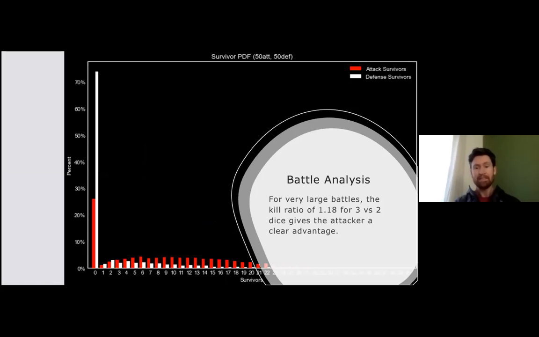So in big battles, this plays out. This is a simulation of a 50-50, 50 versus 50 battle. And this is the distribution of survivors after that battle. So red is the attackers and white is the defenders. So if you look at the far left of this graph on 0, you can see that for a 50 versus 50 battle, 75% of the time, the defender is left with 0 troops at the end of the battle.